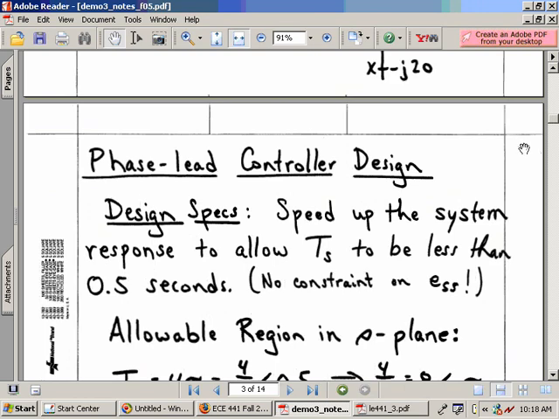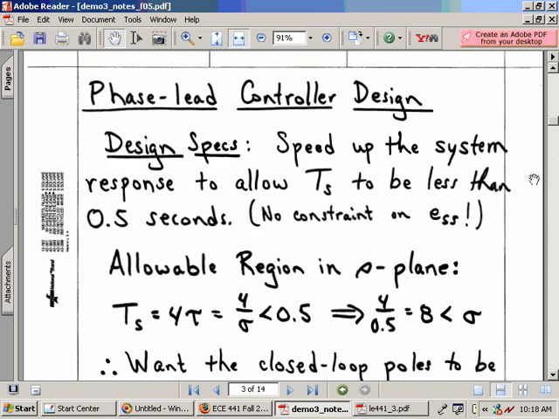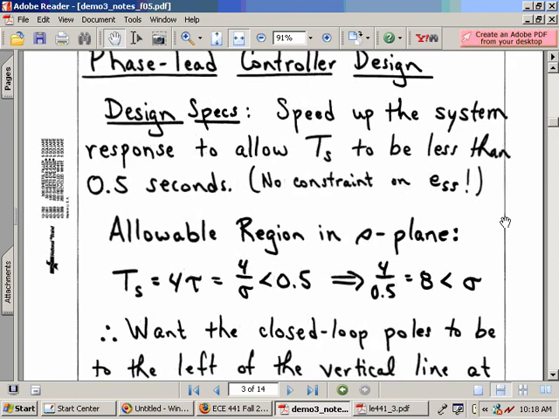Let's now talk about the phase lead controller design. In this particular case, we have 1 zero, 1 pole, and a gain, 3 parameters, and we're going to try to use that to reduce our settling time. The settling time in the open loop case is maybe 4 seconds. Now we want to reduce that so that the settling time is actually occurring in 1/2 of a second.